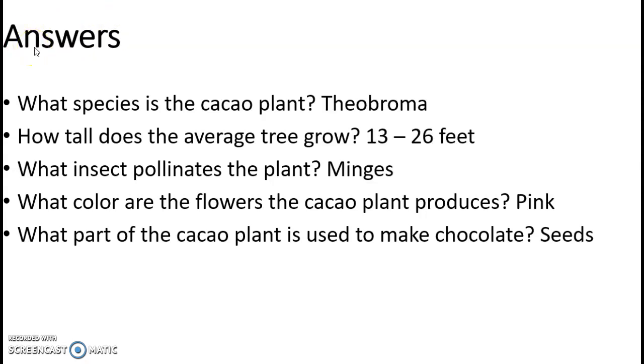And the answers. So Theobroma is the species, 13 to 26 feet is the height. The insect is the midge. The flowers are pink. And the part of the plant used to make chocolate is the seeds.